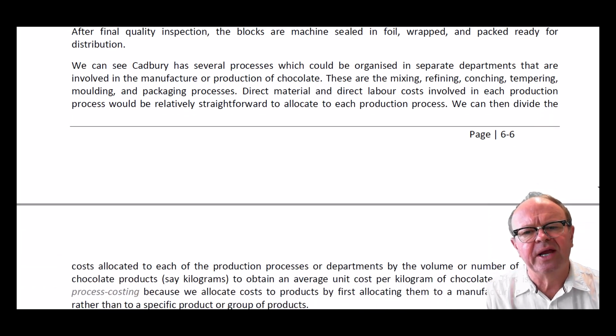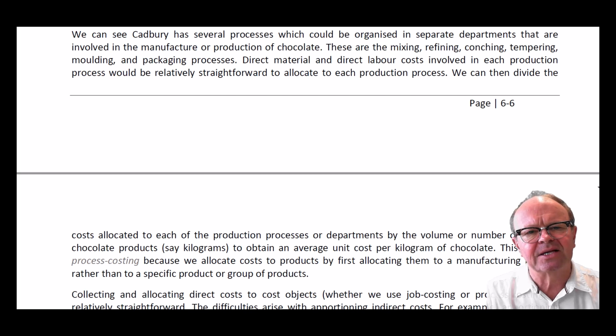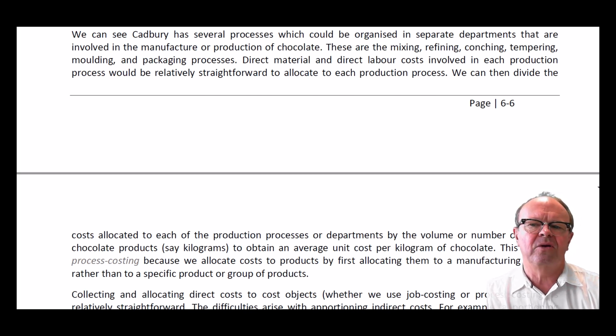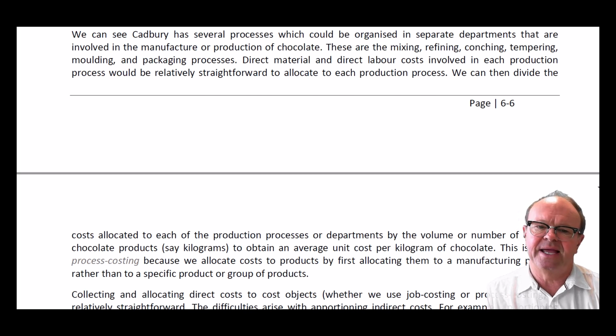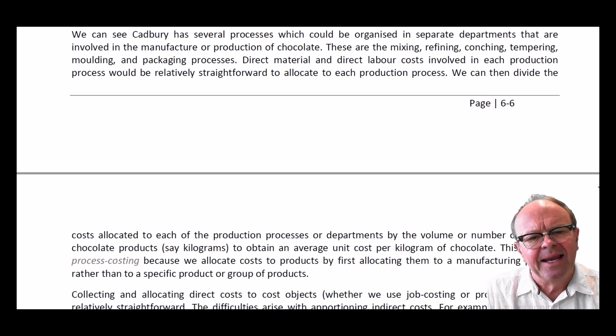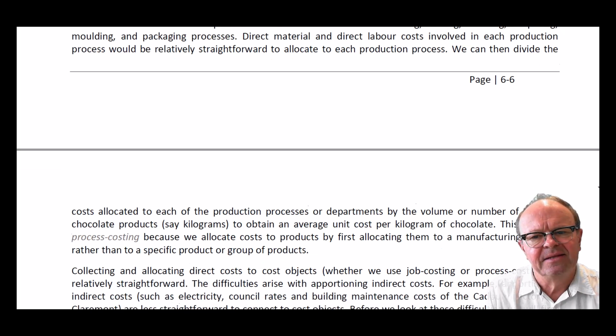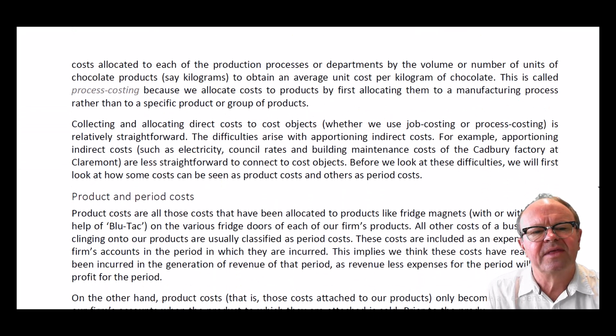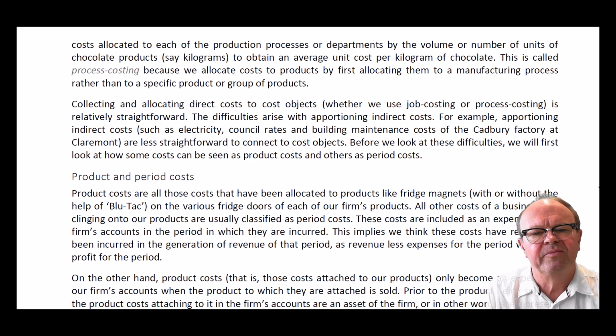Direct material and direct labour costs involved in each production process would be relatively straightforward to allocate to each production process. We can then divide the costs allocated to each of the production processes or departments by the volume or number of units of chocolate products, say kilograms, to obtain an average unit cost per kilogram of chocolate. This is called process costing, because we allocate costs to products by first allocating them to a manufacturing process, rather than to a specific product or group of products.